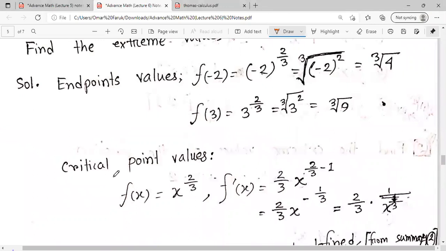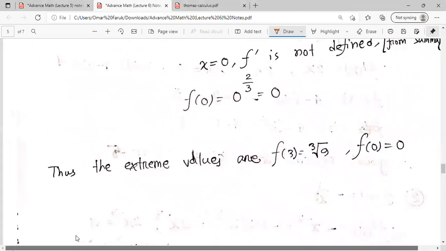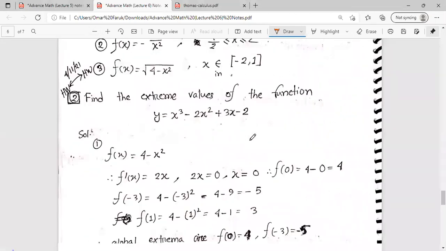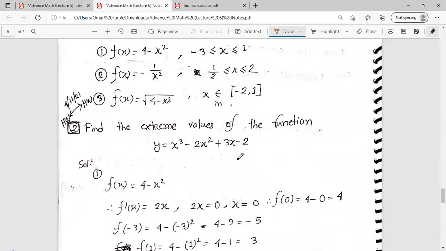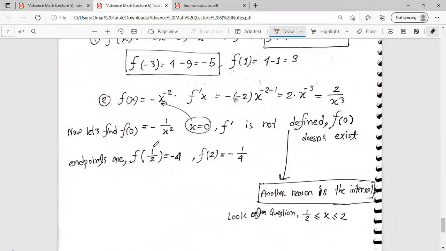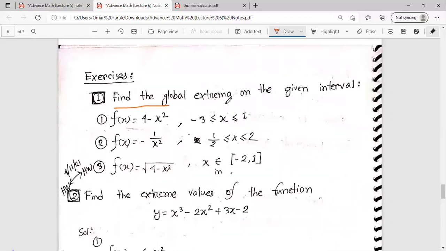So now let's see another simple example. Number 1, we have to find the global extrema where f of x is equal to 4 minus x squared, where our interval is x is greater than or equal to minus 3 and x is less than or equal to 1.